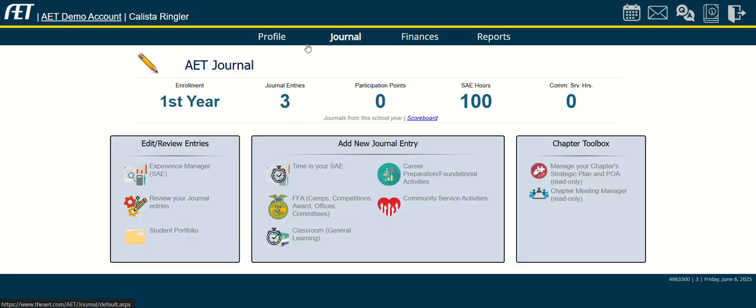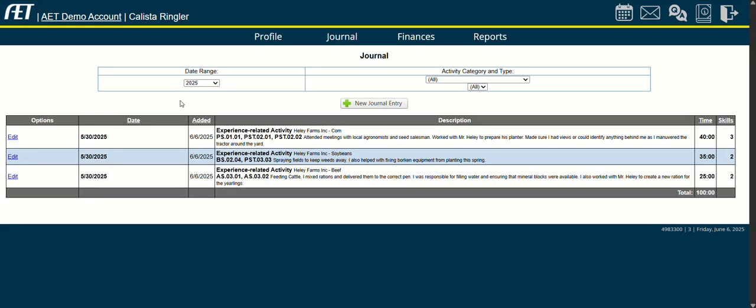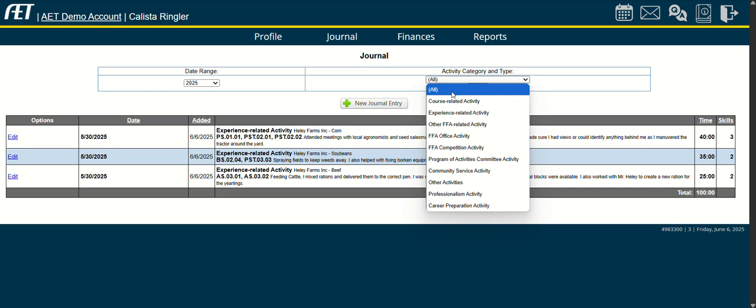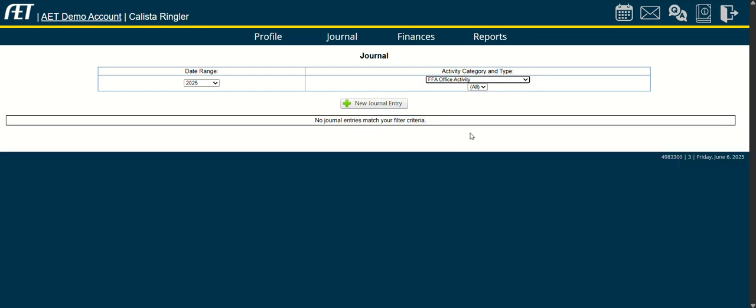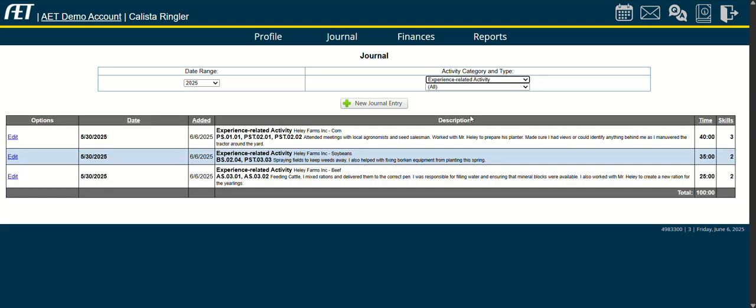Let's say you feel like you made a mistake on your journal entries. Okay, so you would go to journal. You could review your journal entries over here. And one thing that you want to make sure you do for your SAE is just filter it to your SAEs, because anything you've done in FFA or in other SAEs could also pop up here. And so what you want to make sure you pick is your experience-related activity, okay? And that's going to keep your SAE-specific ones up here. If you picked FFA office activity, so anything you did as an FFA officer that you journaled, that would be here. So we want to make sure we stay with experience-related, so that way it's easier to filter through.